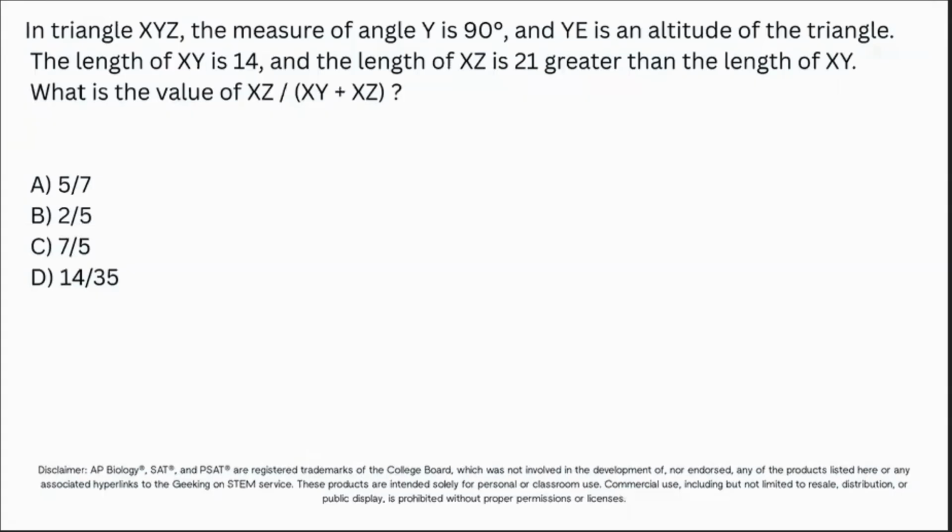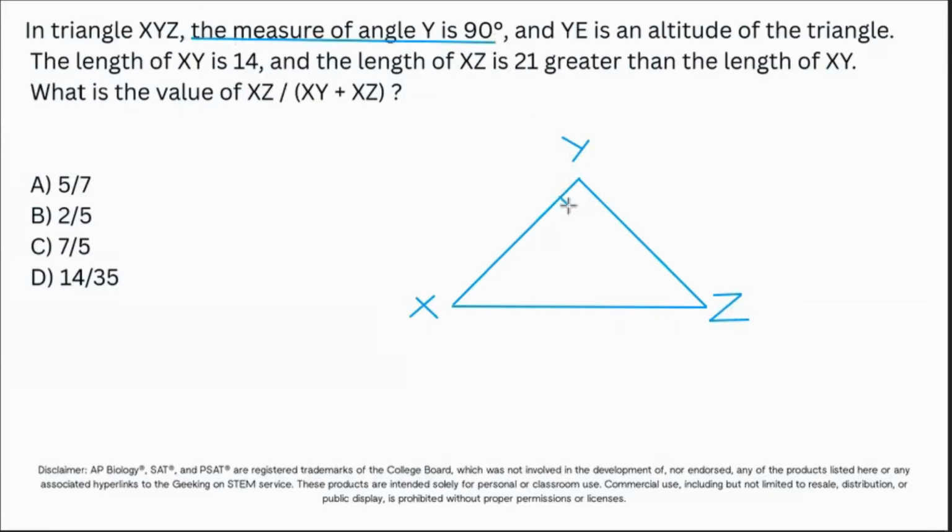Okay, so the following problem is reviewing a triangle. They let us know that there is a triangle here, so I'm going to draw my triangle. They let us know its measurements x, y, and z. They let us know the angle y is 90 degrees. So we can assume that it's 90 degrees here, and that YE is the altitude of the triangle.